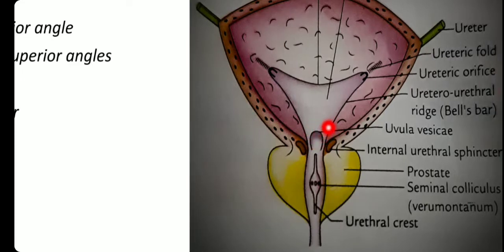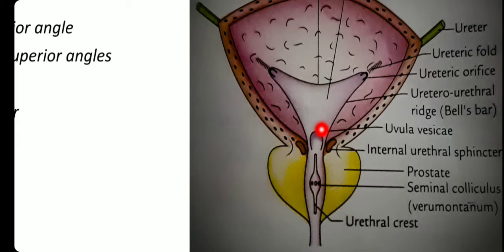elevation of the mucous membrane behind the internal urethral orifice. This is the internal urethral orifice. Behind this, there is an elevation named the uvula. Basically, this is produced by the median lobe of the prostate gland.